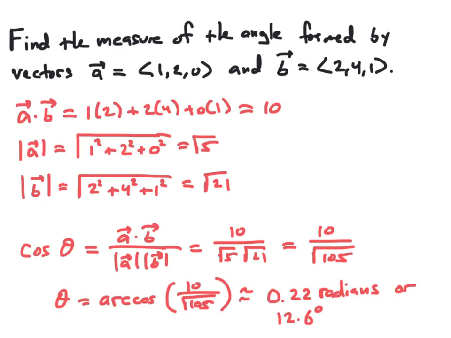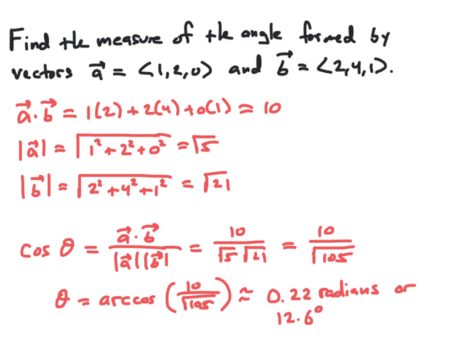We first find the dot product of the vectors A and B. Here that would be 1 times 2 plus 2 times 4 plus 0 times 1, which ends up being 10. We then compute the magnitudes of the two vectors. The magnitude of vector A is the square root of 1 squared plus 2 squared plus 0 squared, which is the square root of 5. And the magnitude of B will be the square root of 2 squared plus 4 squared plus 1 squared, which is the square root of 21.